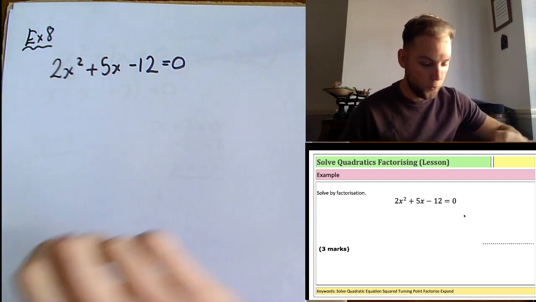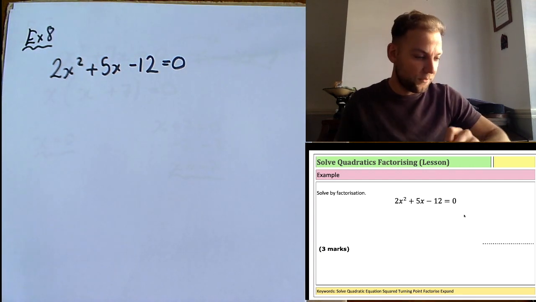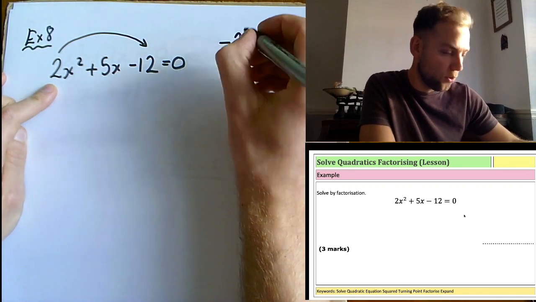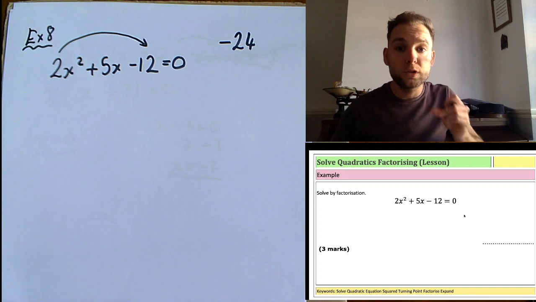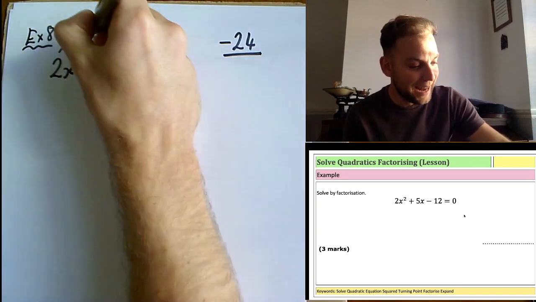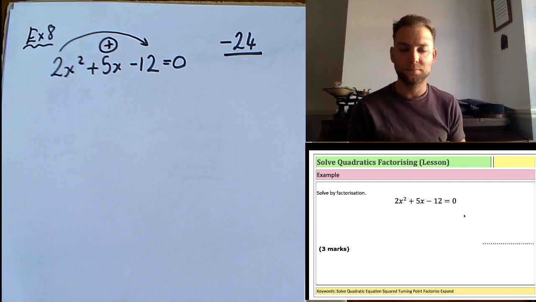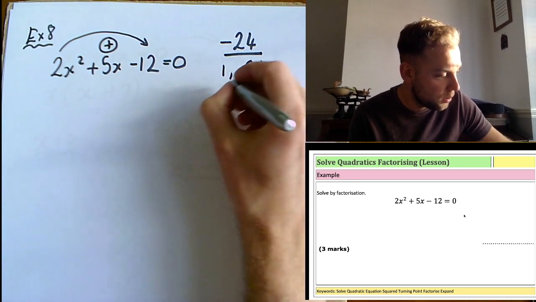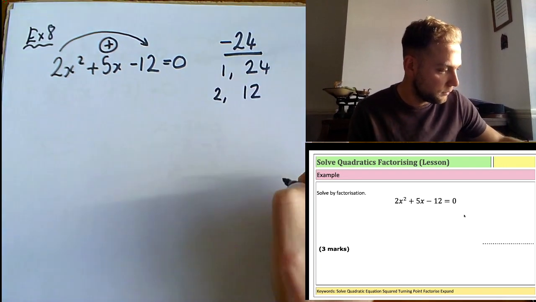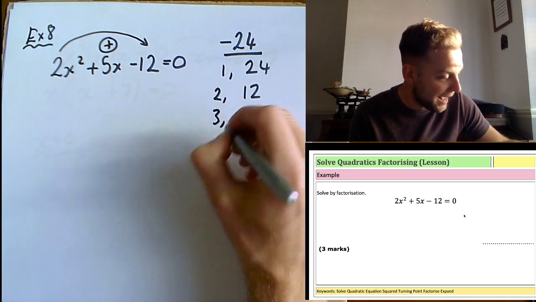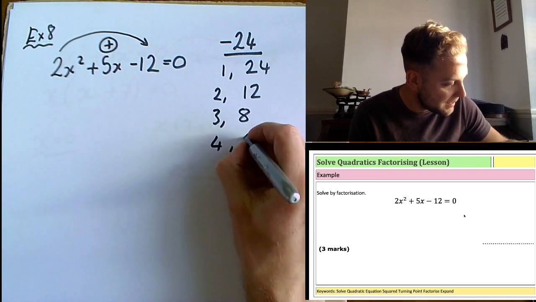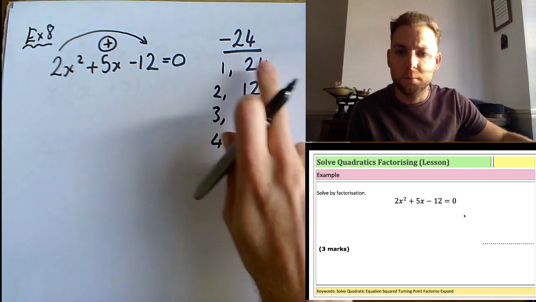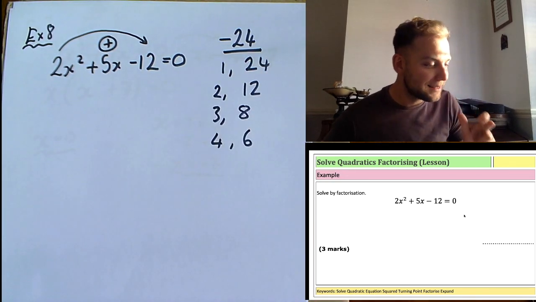Okay, so let's go through all the steps. The first thing I do is 2 times by minus 12, which is minus 24. So I need something that multiplies together to make minus 24 and adds together to make 5. So let's do the factors of 24. I know I've already done those, but 1 and 24, 2 and 12, 3 and 8, 4 and 6. Now I need something that multiplies together to make 24. These are all the factor pairs for 24, but adds together to make 5.